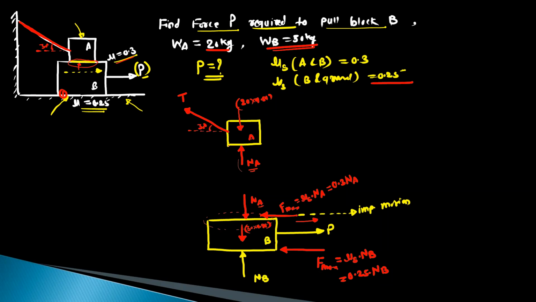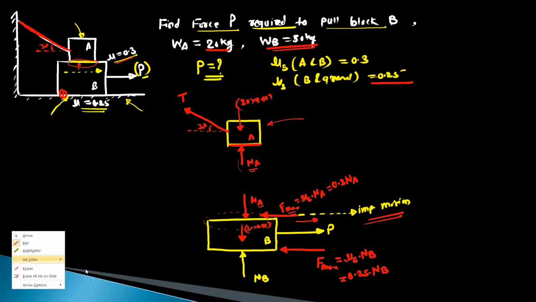Now at this contact surface between block A and block B, there will be a friction force. So what is the direction of the friction force for the block A? For B, we have shown the friction exactly in the opposite direction to the impending motion, because the impending motion for the block B is towards the right side. So what is the impending motion for this block A? Here we have to observe the relative motion.